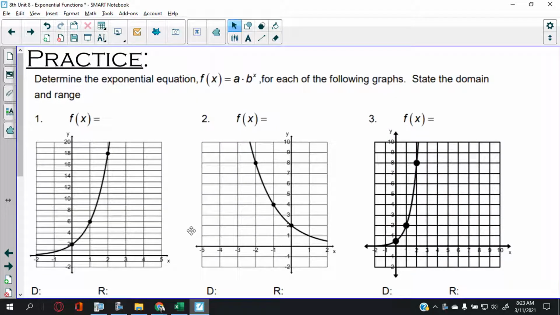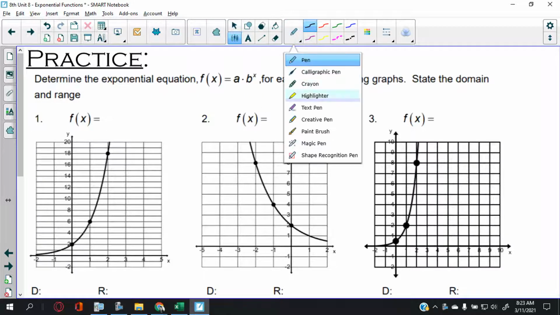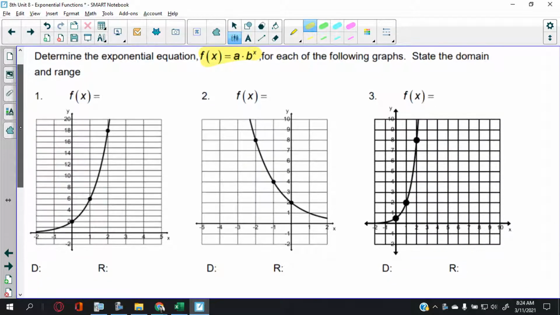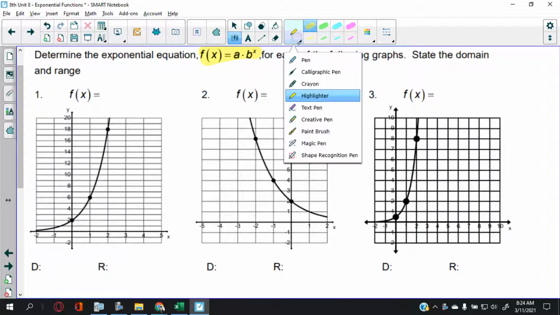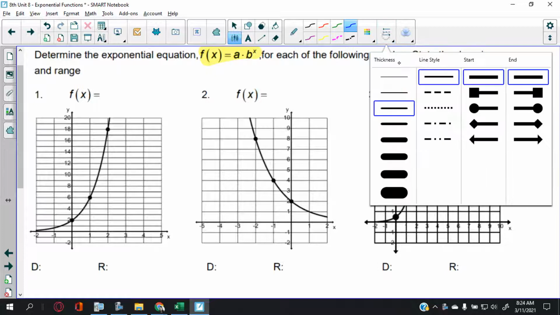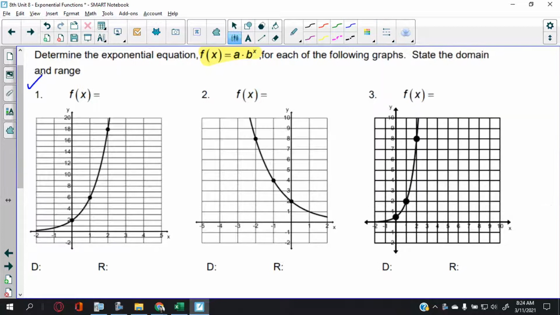So here, the directions say determine the exponential equation for each of the following graphs, state the domain and range. All right, so remember domain and range? Wow, blast from the past. So let's see, let me use my blue marker. All right, so number 1. They want to know the rule, so we'll write the rule here.